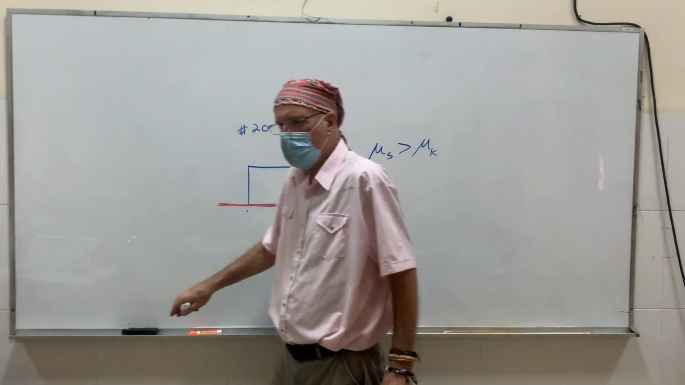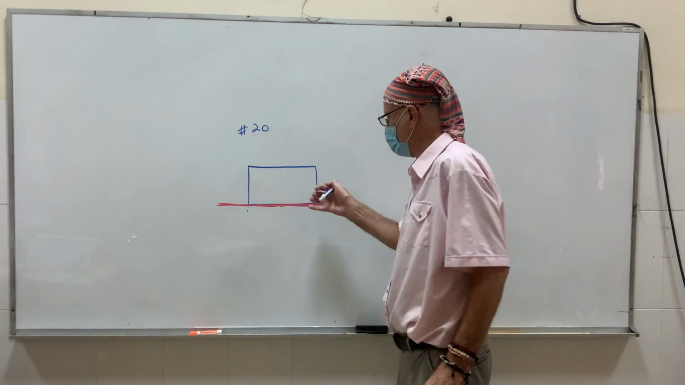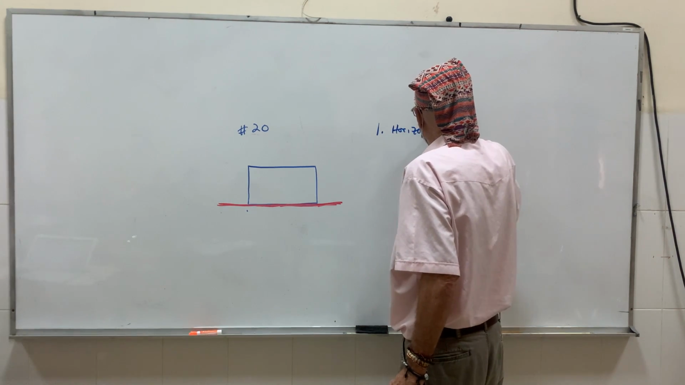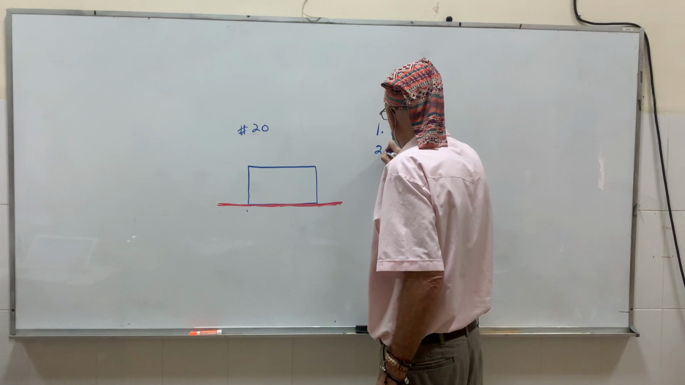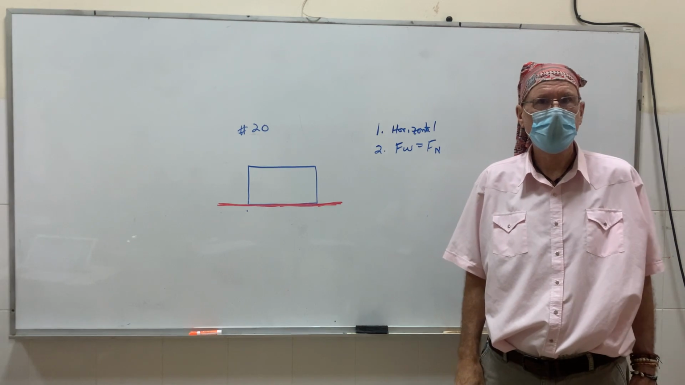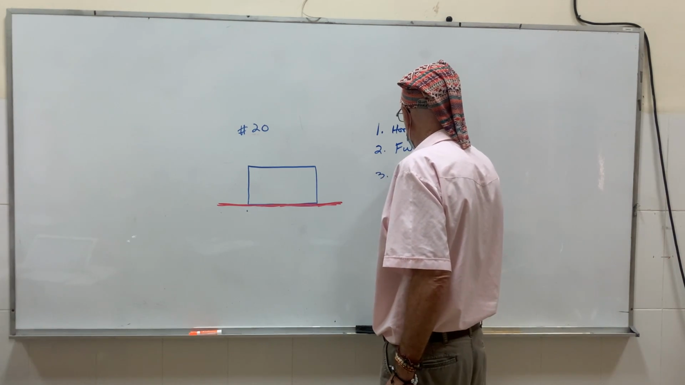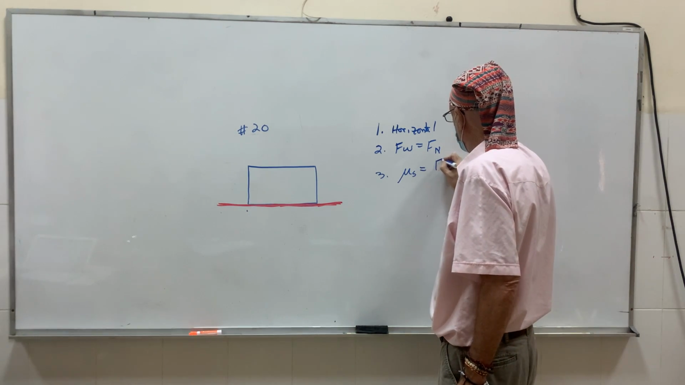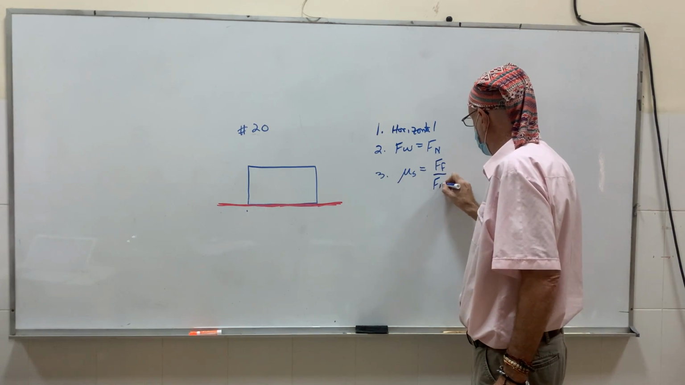So we know several things about this problem. One, it's horizontal. No ramp. Two, the weight equals the normal force. They're equal, correct? We also know the equation: the coefficient of static friction equals the force of friction divided by the normal.